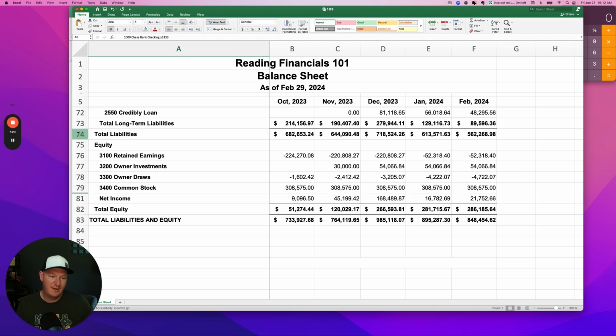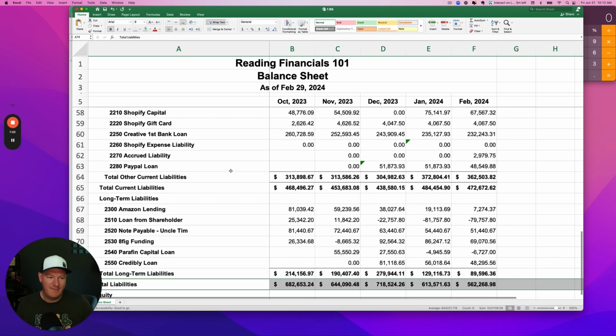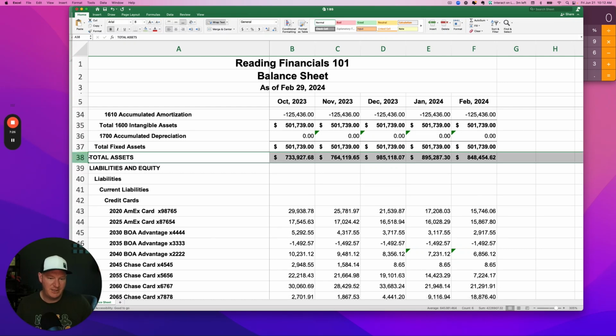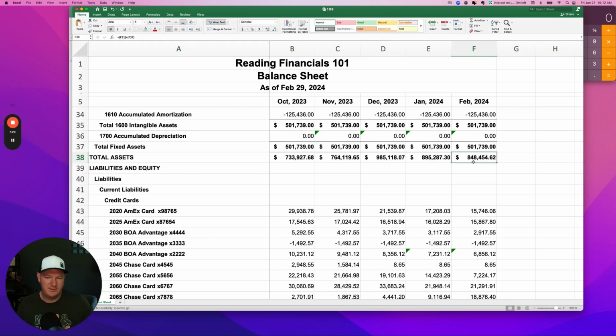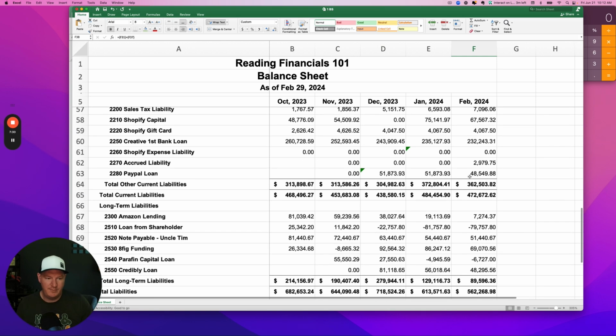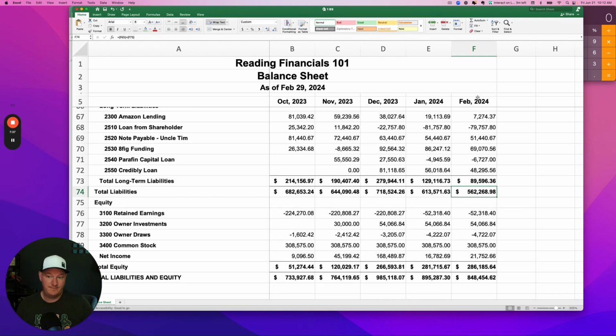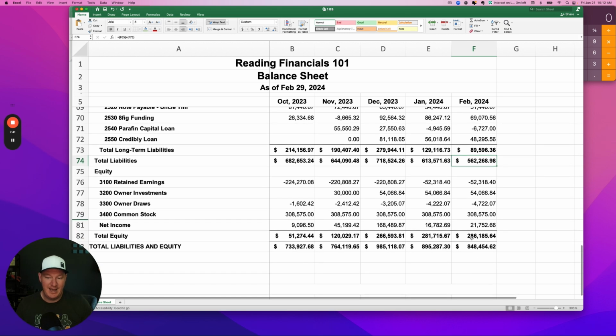So remember, if you're looking at this in the aggregate, if I were to go way up here to where it said total assets, and you can do this, by the way, for your balance sheet, total assets for February was $850K. Total liabilities, $562K. I can literally just subtract those. The 850 minus the 562 is going to give me an equity left of 286,000.